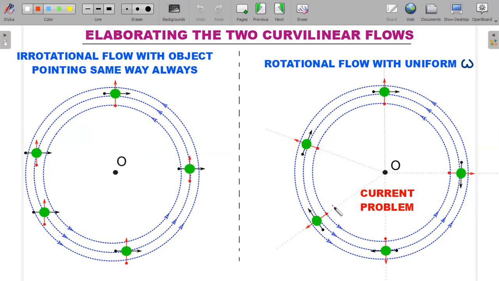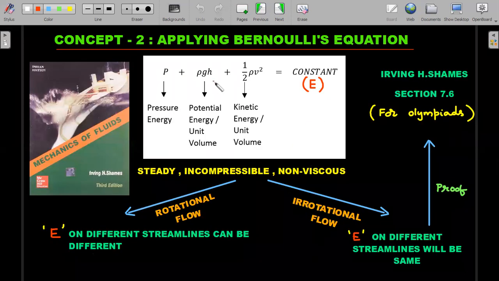Since it is rotational flow, you have been taught in our standard textbooks that for a rotational flow, you should be very careful. Bernoulli's theorem is not actually applicable between two different streamline points. So concept 2: how to apply Bernoulli's equation. Here I'll give you some sources, especially for those who are interested in Olympiads also. Even for JEE aspirants, knowing things in an in-depth manner will always give confidence that they have understood the topic. So follow it very carefully.